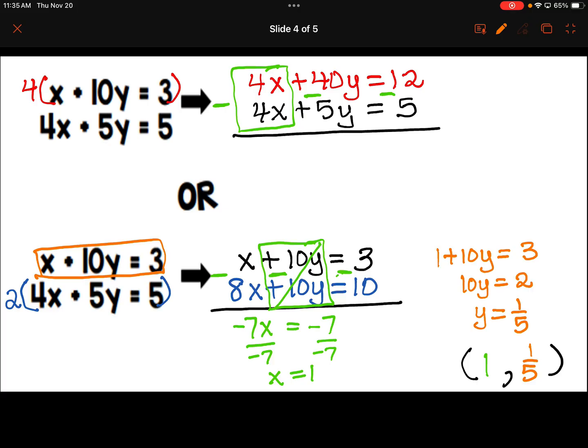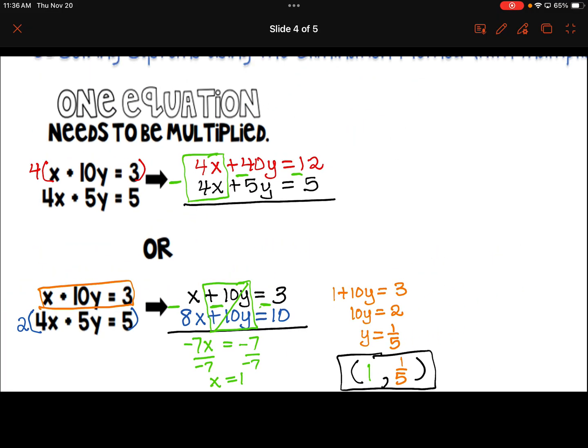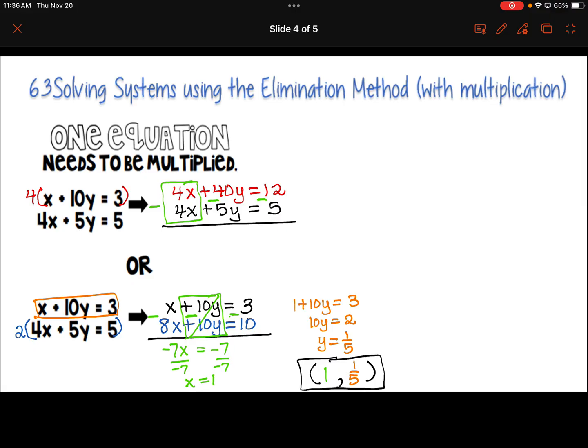That is where they intersect. This would definitely be one I wouldn't want to try to solve by graphing, because that would have been hard to determine where exactly it intersected. So that is an example of when I need to multiply one equation so that they match. And again, you're not going to do both options. You pick. I want to eliminate x or I want to eliminate y. Okay.